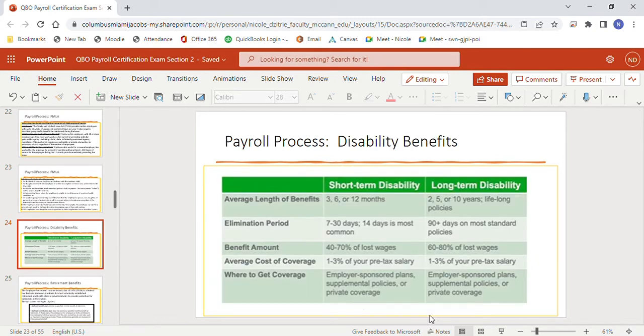All right, so disability benefits. It's pretty self-explanatory here. So they have a table that they had in the training section that you can put your notes in for disability benefits.